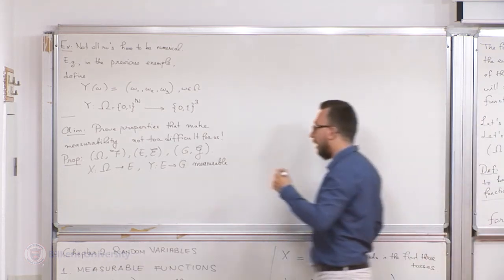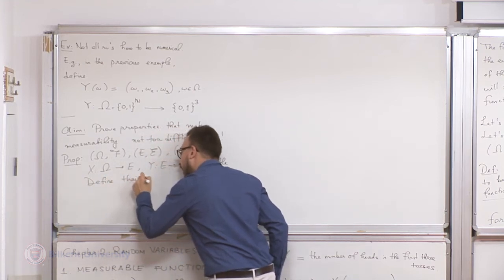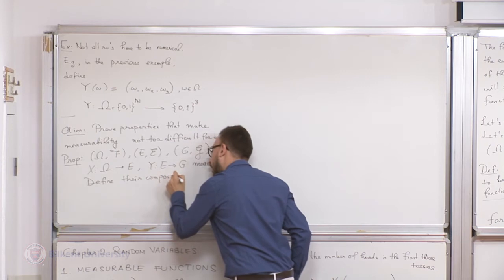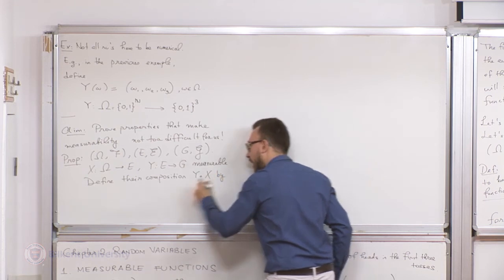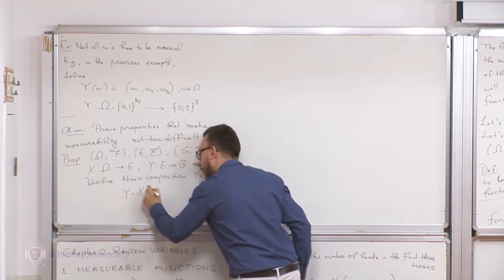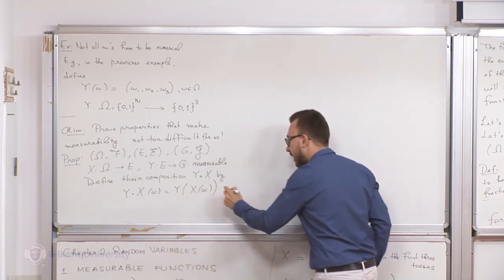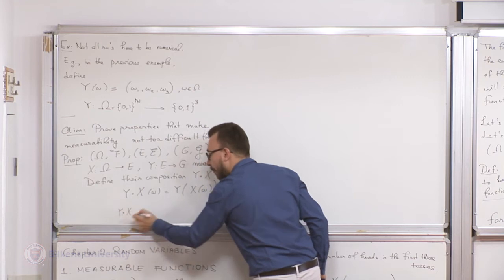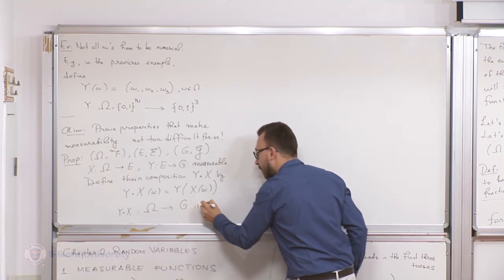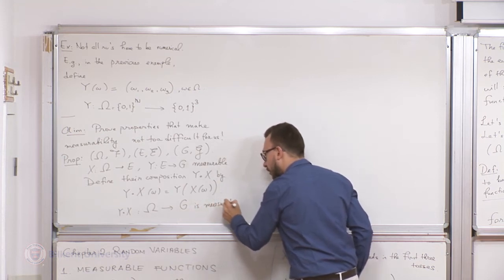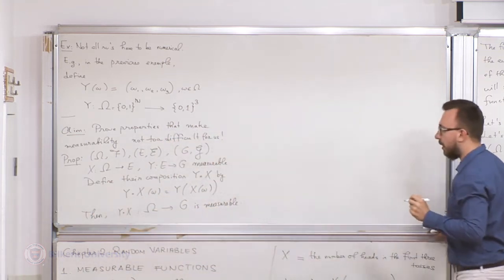Now, define their composition, Y composition X, by this formula, Y applied to X of omega. So Y composition X is a function from omega to G. Then, let me say, Y composition X is measurable.